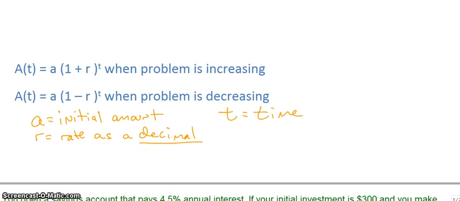Now, if we're going to be modeling, we're going to be writing some functions. These are sort of the standard, what we always kind of go off of. Lowercase a is our initial amount, what we started with at time 0. And then we're going to do either 1 plus or 1 minus our rate as a decimal. It's very important that your rate is a decimal, since 1's kind of representing 100% as a decimal. And then t is our time. A of t is just the amount after that amount of time.